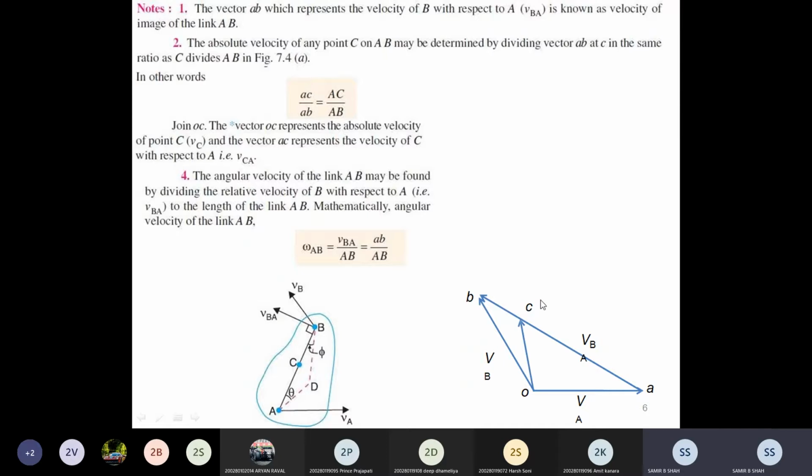After that, I also discussed one thing in the previous lecture: suppose any midpoint is given to you, and you have to find the velocity of that midpoint, then we have a simple equation. Suppose C is the midpoint, then AC upon AB, where A is the starting point, C is the midpoint, and B is the last point. Small ac divided by small ab is equal to capital AC divided by capital AB. We know very well that we have the capital AC and AB values, and we have the ab value. Now it's very easy to find the ac value.